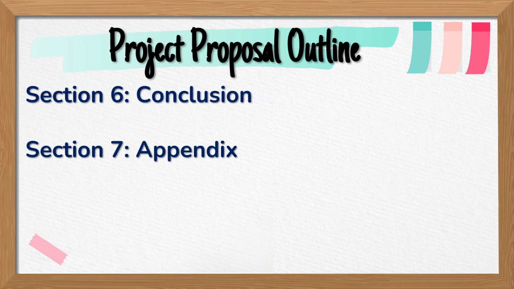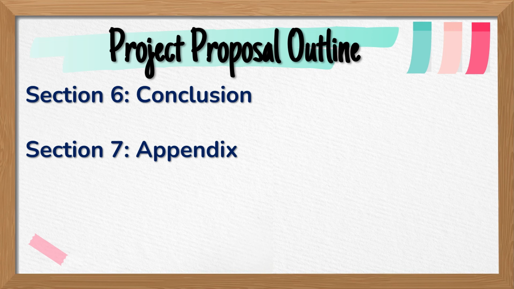Section 6 of the project proposal is the conclusion. This section intends to be a brief review of all the points already discussed. This is your last chance to win over your audiences, so ensure that you incorporate the most important evidence to receive approval. The last part is the appendix section.